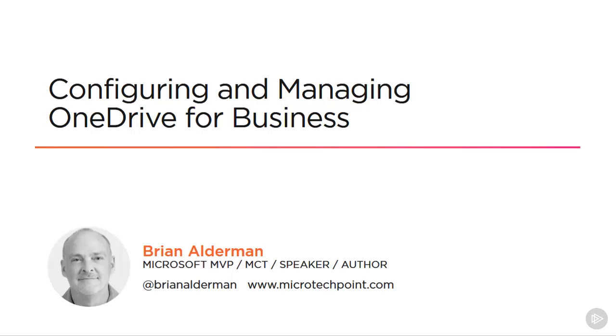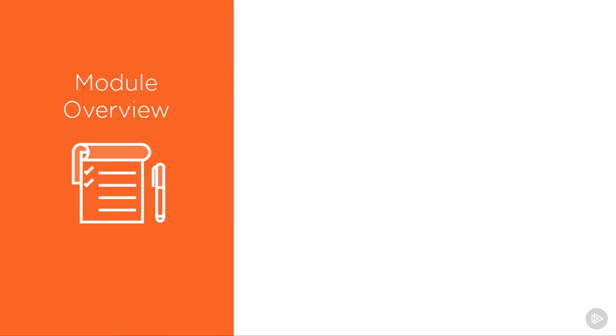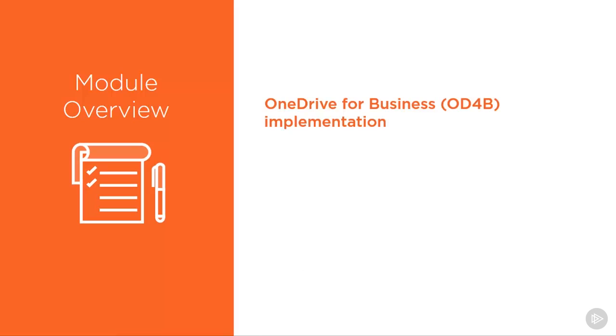As we continue our journey through the configuration and management of our Office 365 services, the next area I want to focus on is OneDrive for Business. So what I want to do here is look at how we can configure and manage OneDrive for Business. And for you to be as efficient as possible with that, you need to be familiar with a few different items here. So what I want to first do is drill into OneDrive for Business implementation.